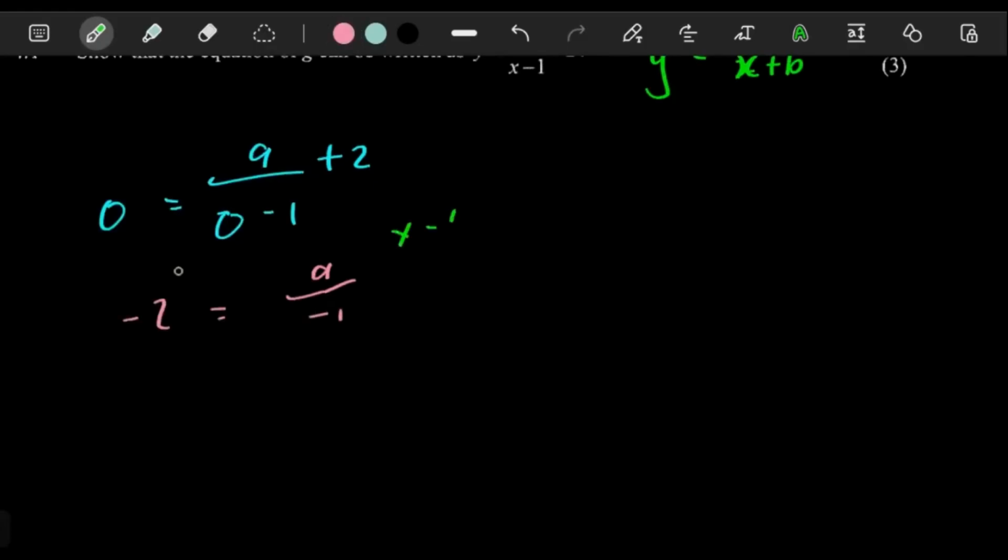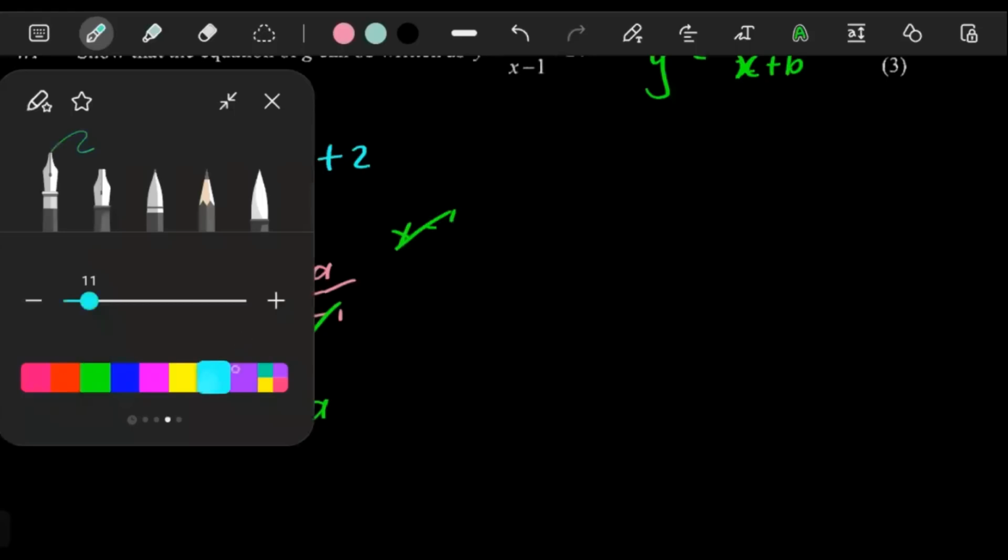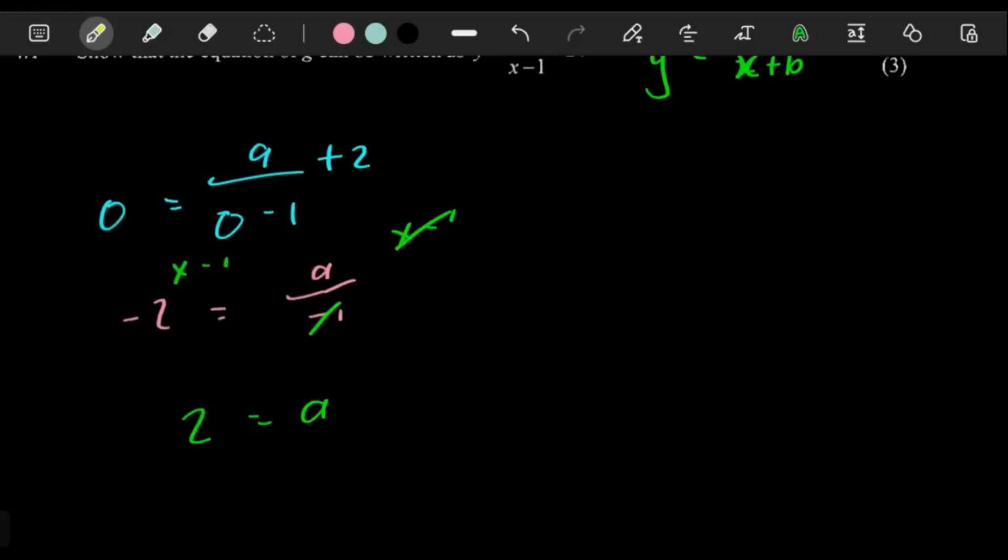Times -1 times -1. Then you're going to get it here. This is like -2 times -1. That's like what? 2. And then what do you now know? Yeah, so you can then say therefore y is equal to, then you give whatever you need to give here, literally, because the other stuff is just given in the graph.